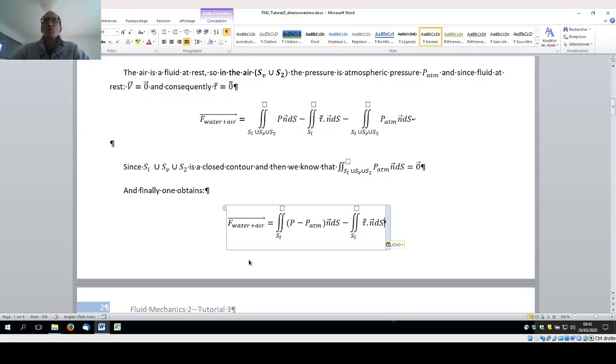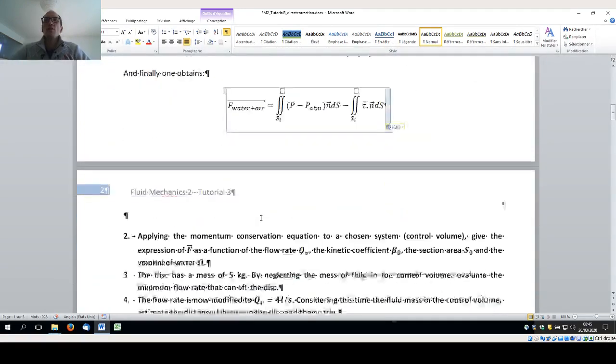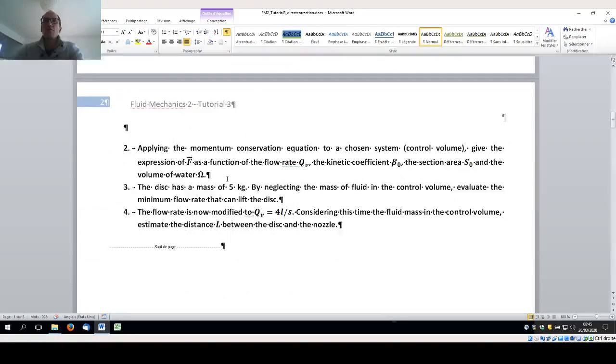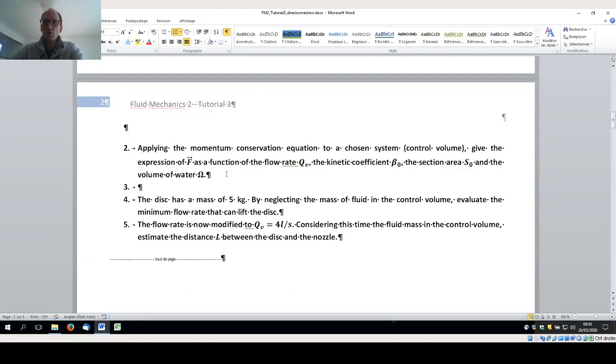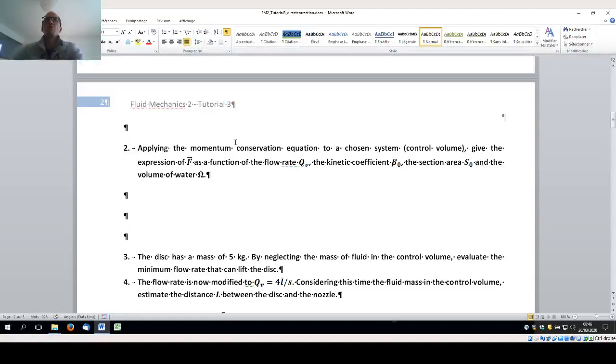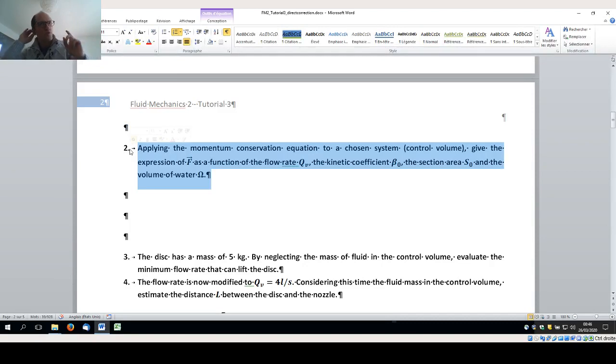So once we have seen this, it should be pretty straightforward here. You can go on to trying to solve question 2 here, which is to apply the momentum conservation equation to a given chosen system and to express the force F as a function of the flow rate, the kinetic coefficient beta 0, the section S0, and the volume of water omega.